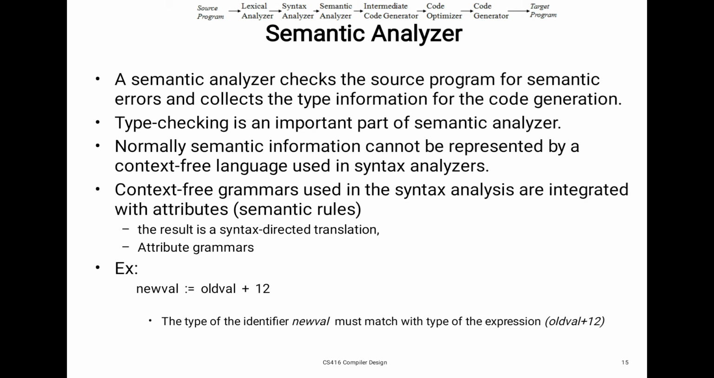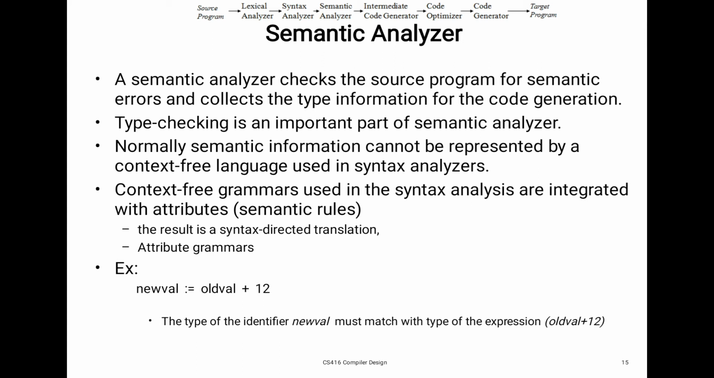Every data type is converted into float because the compiler cannot understand the integer values. So in the semantic analyzer, we will convert the integer values into float values. Here, a semantic analyzer checks the source program for semantic errors and collects the type information for the code generation.